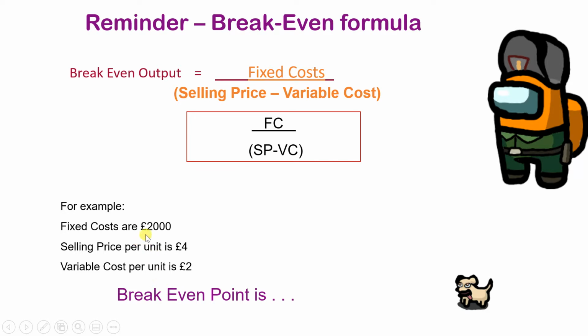If fixed costs are £2,000 and sales price is £4, variable cost is £2, what is break-even? So first of all, sales price minus variable cost gives us £2. 2 divided into 2,000 gives us, you guessed it, 1,000. So my little sugary peeps, is that £1,000 or 1,000 units? The answer is units.